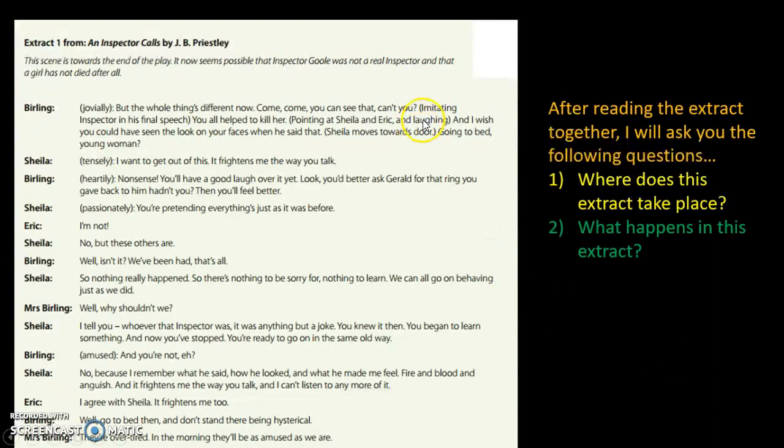So of course, this part here, "You all helped to kill her." This idea that Mr. Birling is actually imitating the inspector in his final speech, that's of course worthy of discussion, depending on what the question is asking you, which I will share in a second. "Sheila, it frightens me the way you talk." This is another quote that really stands out to me. Quickly skimming down, "fire and blood and anguish", so mimicking the inspector's final speech as well, the tricolon that he used earlier on before he leaves.